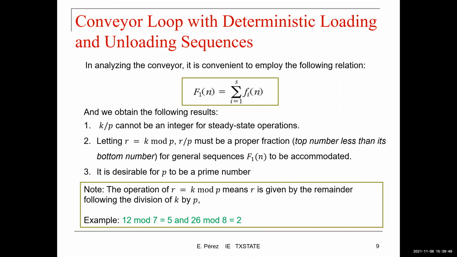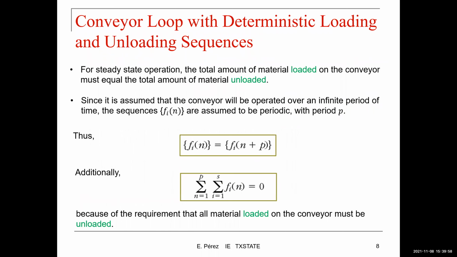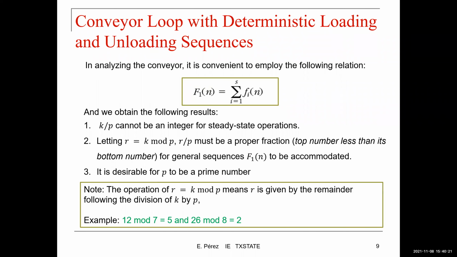So in analyzing the conveyor, it is convenient to employ the following relation. We are going to do the summation of all the Fi, which again are assumed to be periodic with the period P, and we're going to look at that information in order to estimate these numbers. Additionally, this equation is representing the flow balance. This is basically stating that everything that goes into the conveyor will be unloaded at some point. Using these three equations, we obtain the following results.